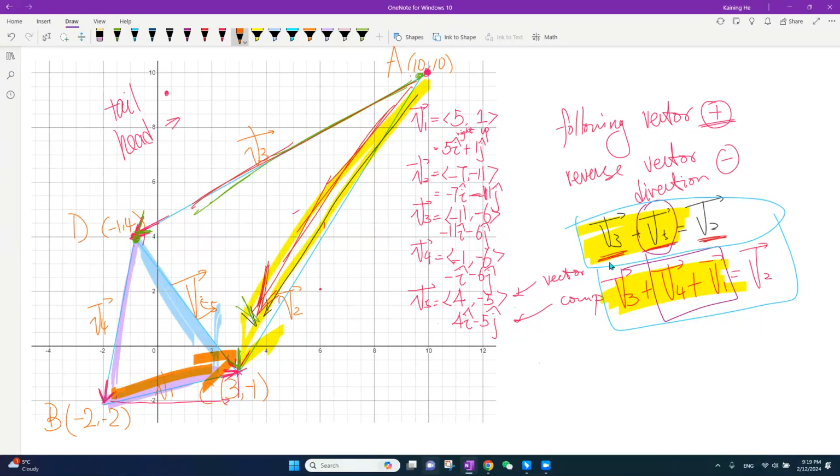Well, vector number 3 and vector number 5. Vector number 3, let me just replace it here: negative 11, negative 6, added on to vector number 5, which is right here. So I have 4, comma, negative 5 as a vector. Now let's numerically calculate it. Negative 11 and 4 add up to negative 7. Negative 6 plus negative 5 adds up to negative 11.